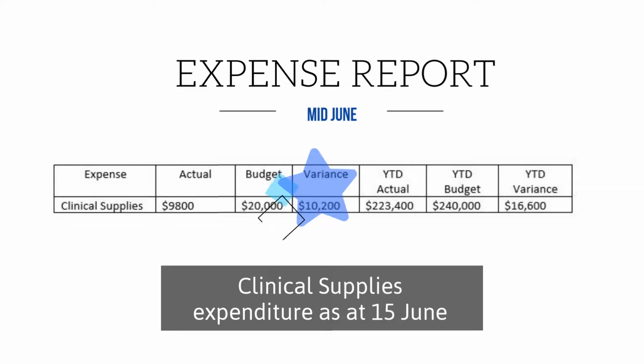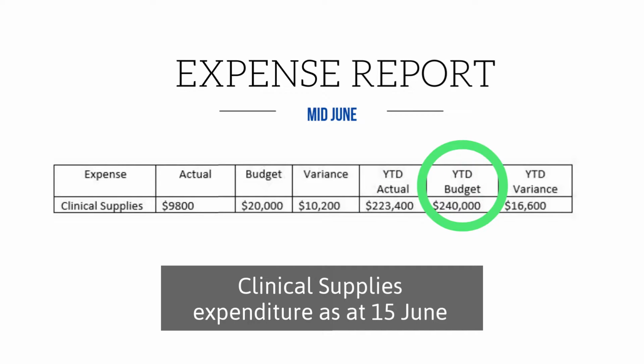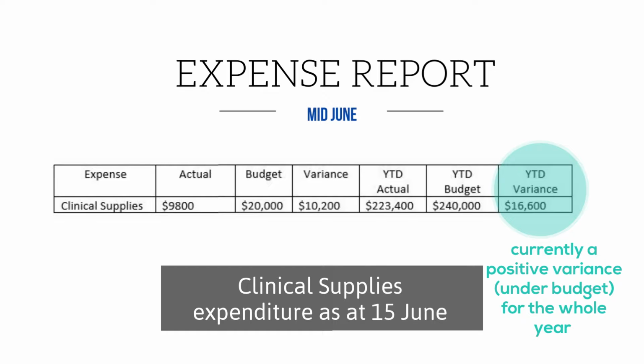For the whole year, the year-to-date actual expenditure has been $223,400 against a year-to-date budget of $240,000. Overall for the year, at the moment you have a positive variance of $16,600 under budget.